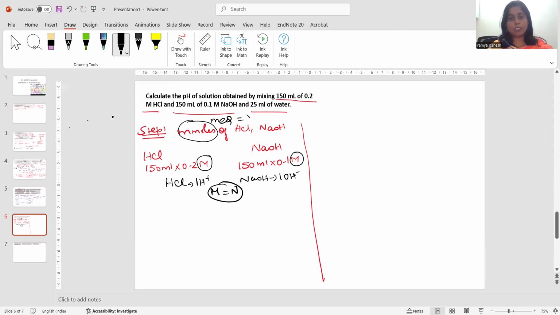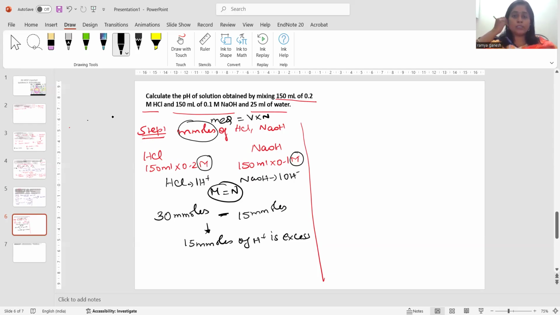How do you calculate milli equivalents? Volume into normality. That's what we are doing here. So we have 150 into 0.2. Understood? So it is going to be 30 millimoles, and here 15 millimoles. Acid and base utilize each other, so when I subtract, what is in excess is 15 millimoles of H plus. So we can understand it is acidic in nature.